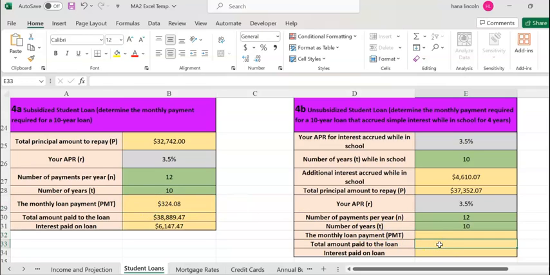Then next, the total amount paid. That means the PMT times 10 times 12 is going to give you the total amount you paid. Then the interest is just the total amount paid minus the loan amount, right? All right, thank you very much.